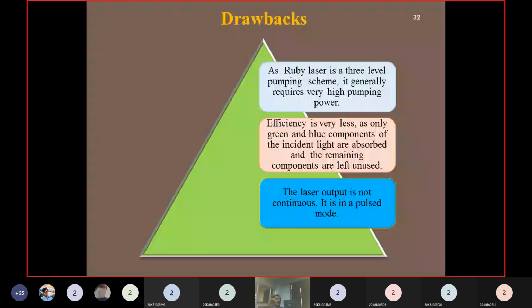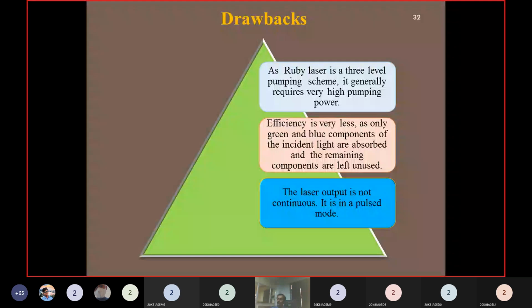What is the definition of efficiency? Output by input. The input we are giving is white light, so energy of five colors is given, but only two colors are absorbed here, and the remaining colors are not absorbed. That much energy is wasted. And the laser output is not continuous, so whenever we require a continuous laser, the ruby laser is not useful. These are the main drawbacks of the ruby laser.